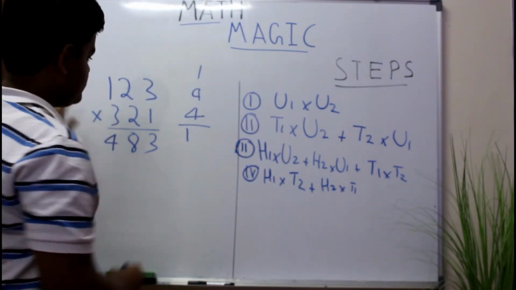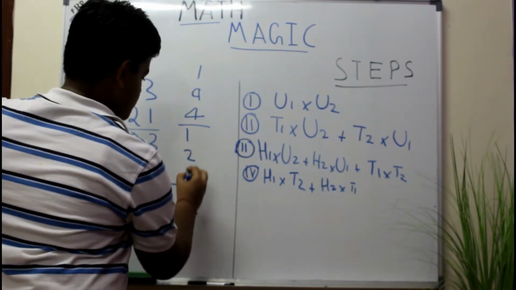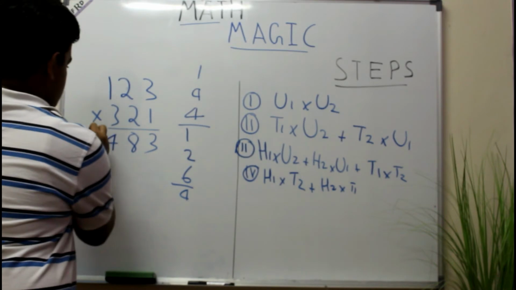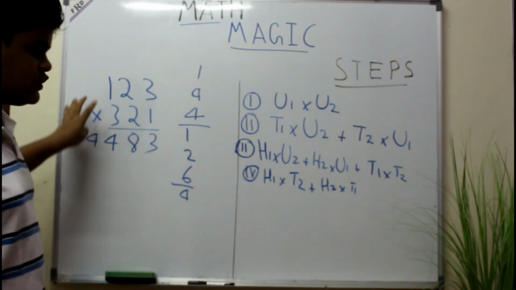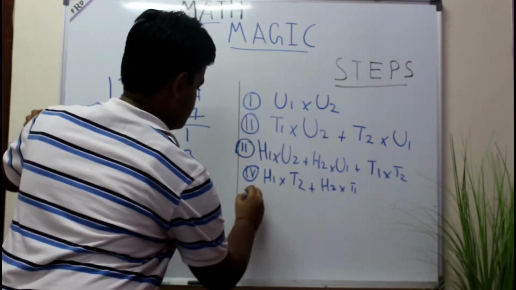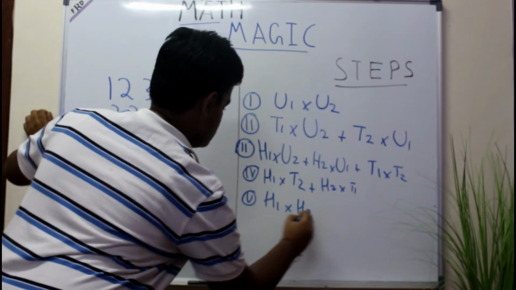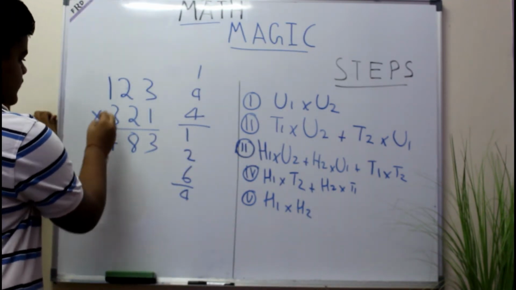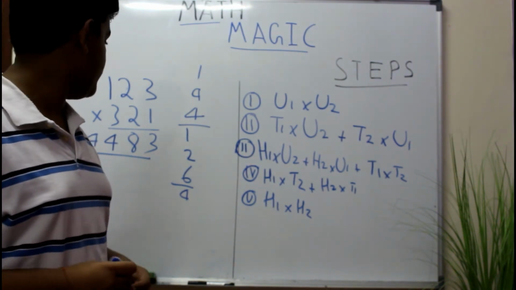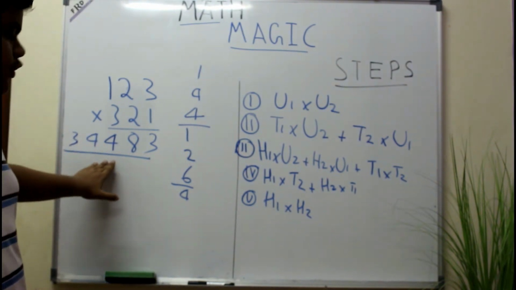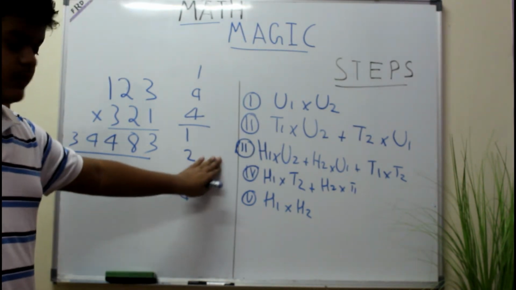So 1 into 2 is 2. 3 into 2 is 6. So 1 plus 2 is 3 plus 6, 9. So 9 comes here. The next step is simple. We need to multiply H1 and H2. That's the fifth step. So H1 into H2, that is 1 into 3 is equal to 3. So 123 multiplied by 321 is 39,483.